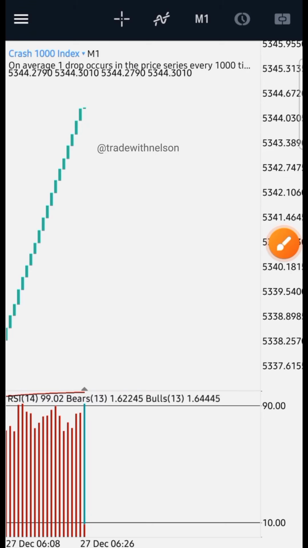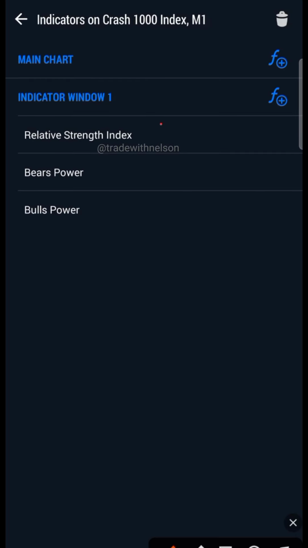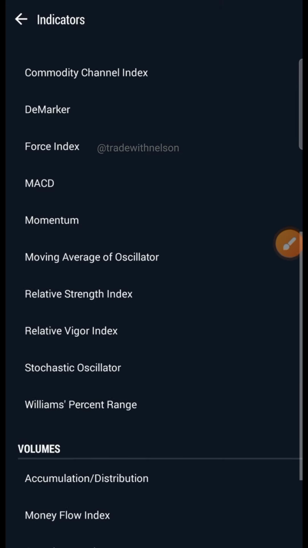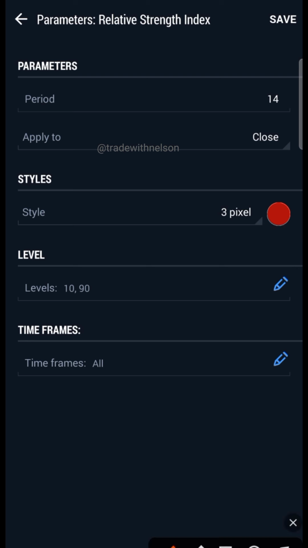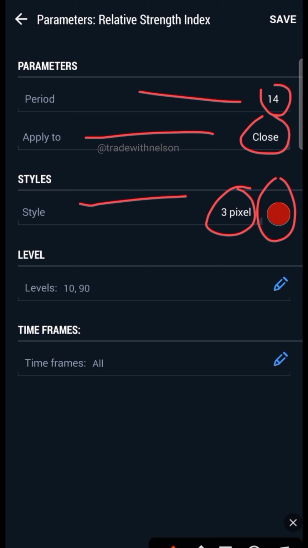So now let me give you the settings to my indicator. So first thing you do is to click on this indicator icon over here, and like I said, I have 3 indicators. I have the relative strength index, which is the RSI, I have the bear power, and I have the bulls power. So to select the RSI, which is the first indicator, click on the F icon on the main chart, scroll down a bit, and this is RSI. Make your period 14, apply to close, style 3 pixel, select a color of your choice, but here I'm using red. You can also use white because it is not really relevant.